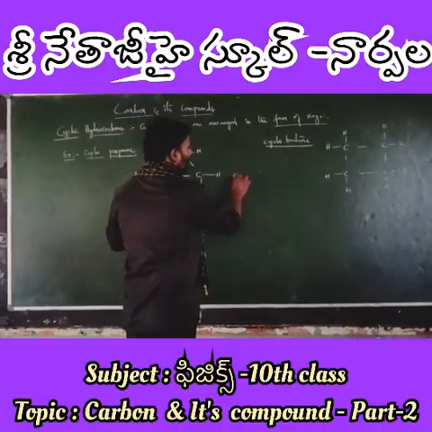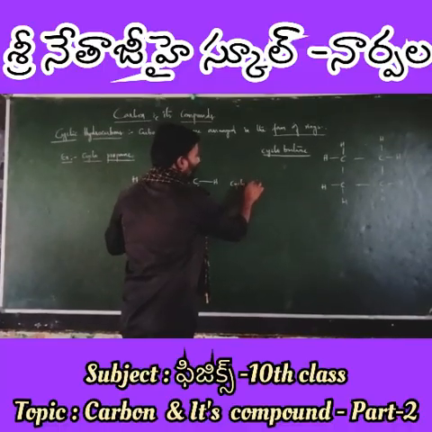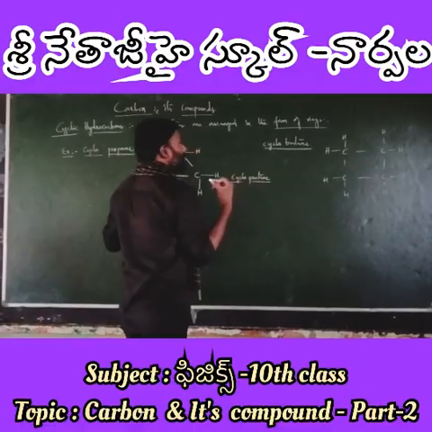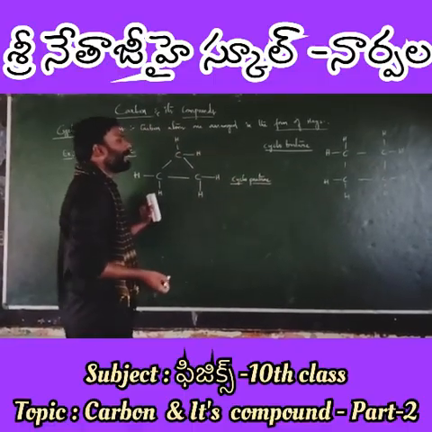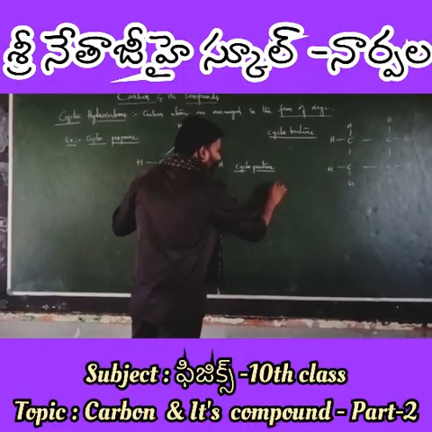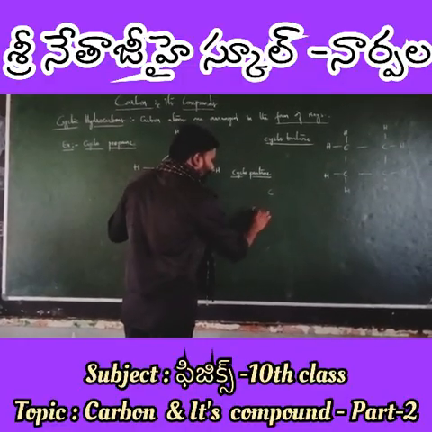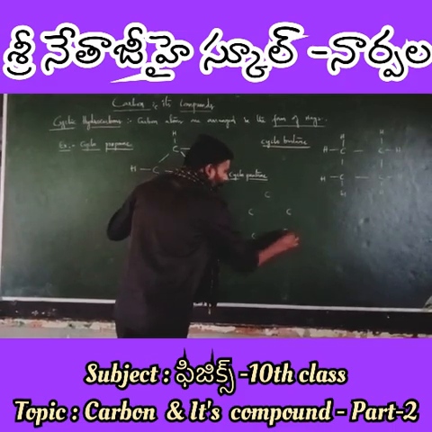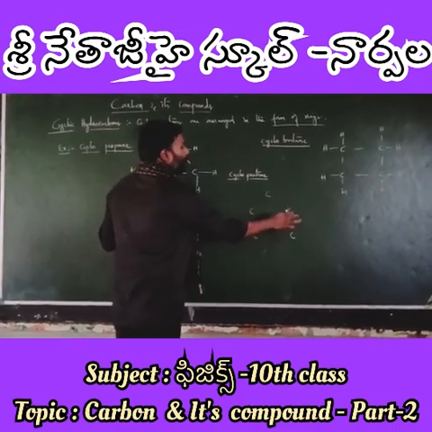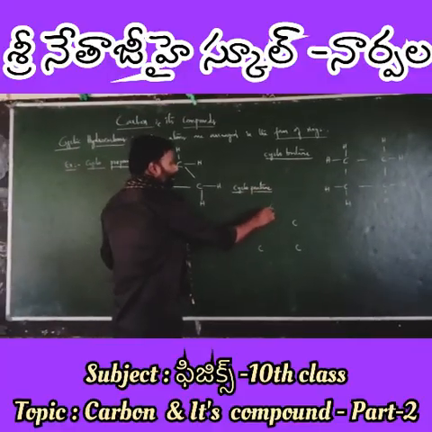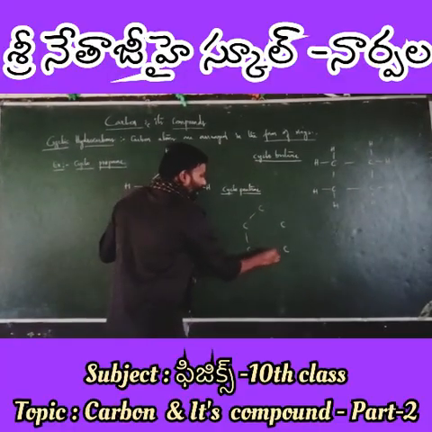Next it should be cyclopentane. Cyclopentane, pent means 5. So it should be carbon, carbon, carbon, carbon and carbon. So 1, 2, 3, 4, 5. 5 carbons are completed. Pentane means alkane. There must be all single bonds between carbons.